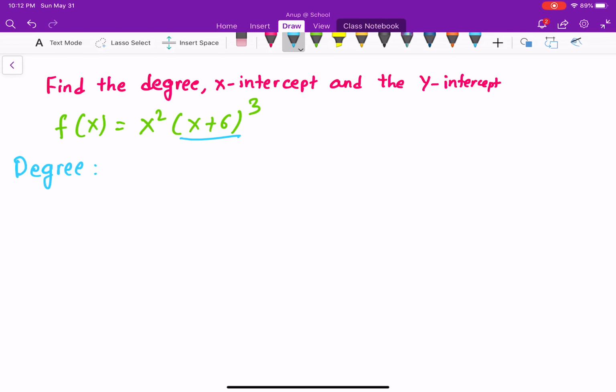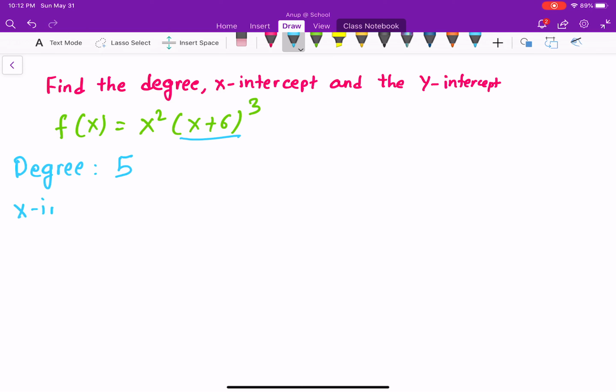But how to find the degree? You can see when we expand (x plus 6) to the power cube, x cube is the highest power appearing there. When we multiply with x squared, this will actually be x to the power 5. In that case, 5 would be the highest power appearing there. So that's why the degree of this polynomial is 5.